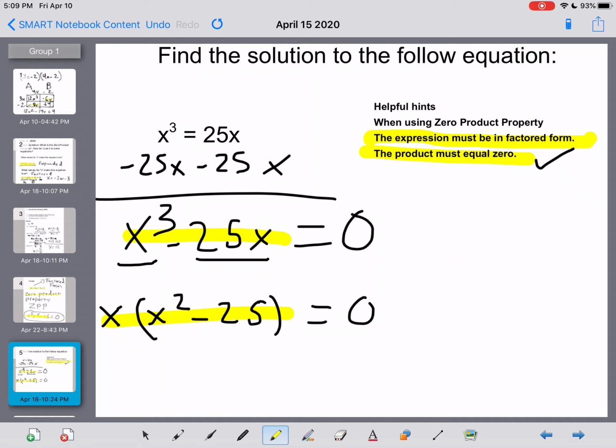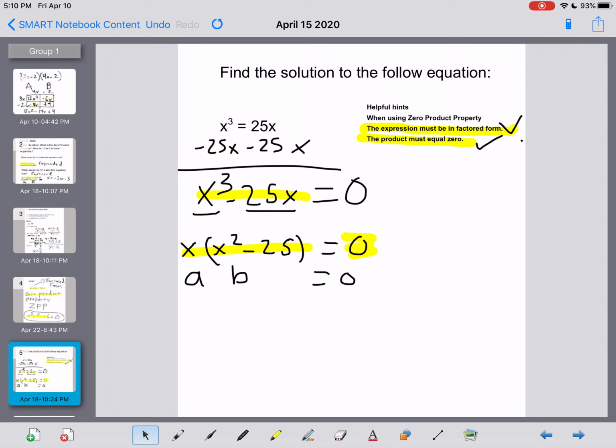So the expression is in factored form, and the product is equal to 0. So I could use the zero product property. Take a look. This is A, this piece is B, and it equals 0. So that means x can equal 0, and that's already solved, or x squared minus 25 equals 0.